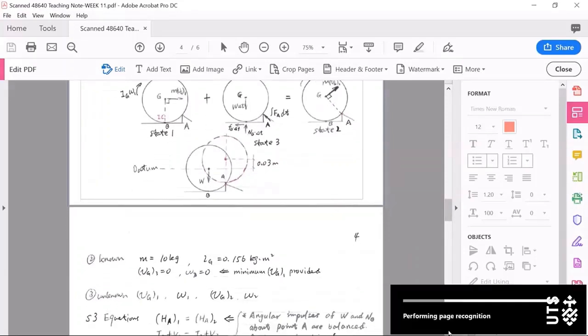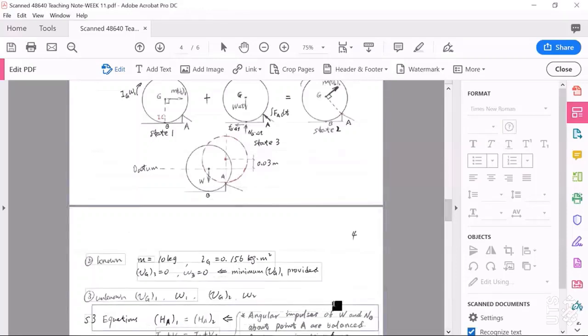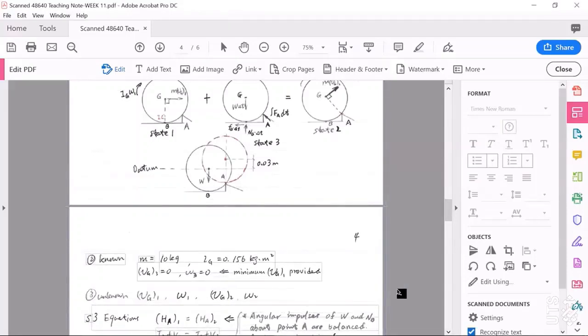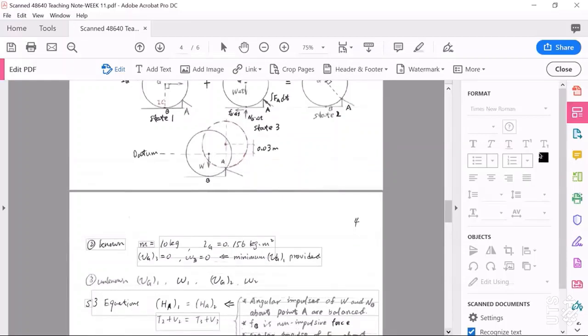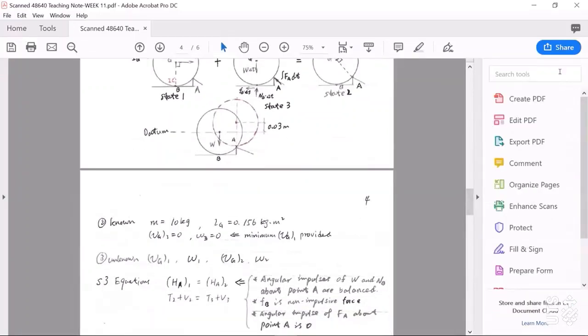So how to solve this problem? For the process from state 2 to state 3, we know we can solve using conservation of energy. But how about the problem from state 1 to state 2?